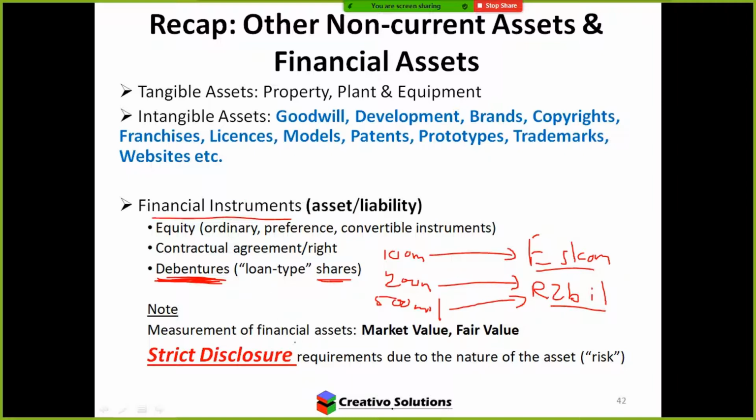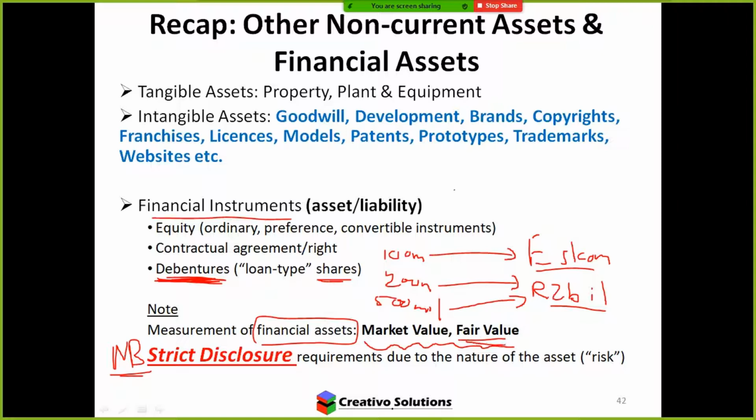Right. So when you look at the financial asset disclosure, it doesn't matter what asset you're looking at. It can be equity, it can be a contract, it can be a debenture. The point is you need to always look at the market value or the fair value, because these things will fluctuate. The price of shares will change, the price of the bonds will change, the price of a particular asset will change. So when you look at disclosure, it's very strict.